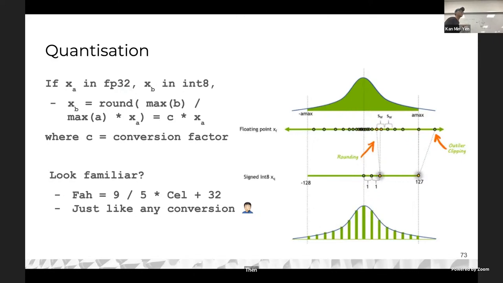Let's say the biggest of your original floating point weights was 1270, right? And then you wanted to convert 10, right? Then this becomes what? Like one, right? You're just scaling it. It's a scale factor, okay?